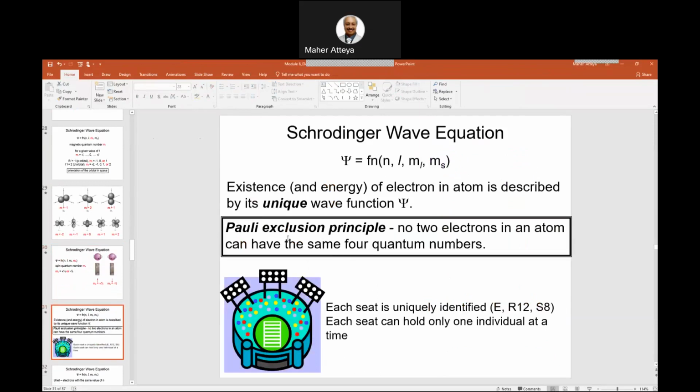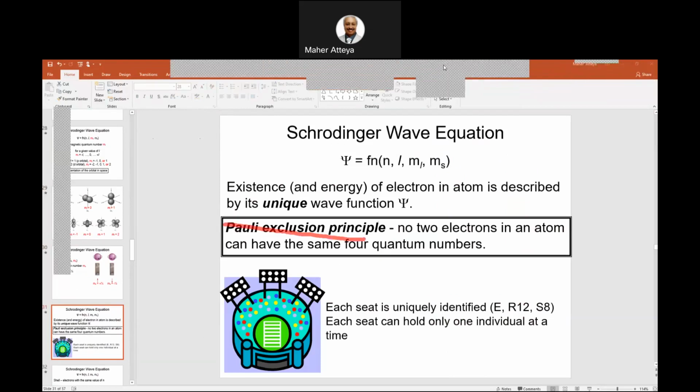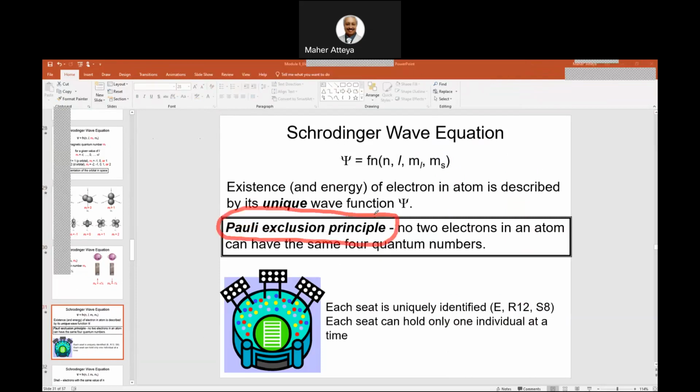Now we have 2 things controlling how electrons fill those orbitals. One is called the Pauli exclusion principle, and the second is called Hund's rule. This is number 1: how those electrons are filling the orbitals themselves. This is the Pauli exclusion principle.